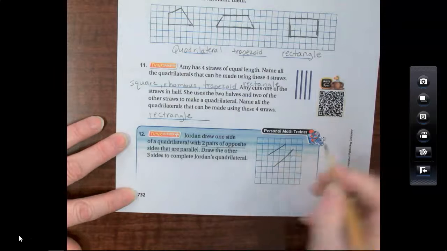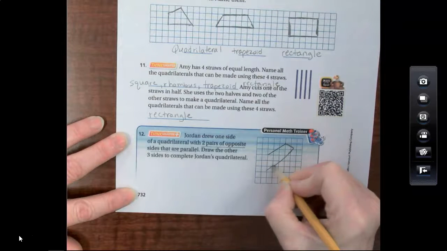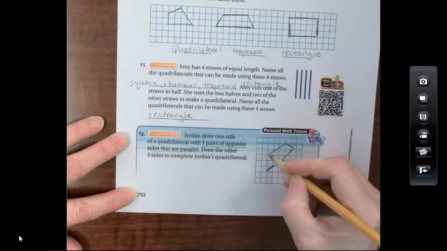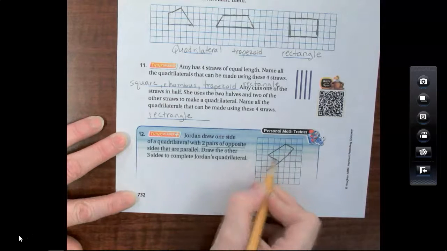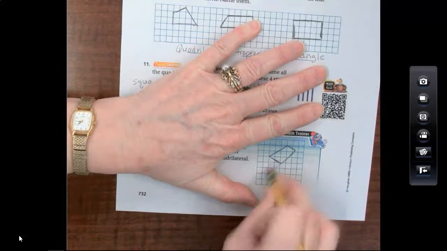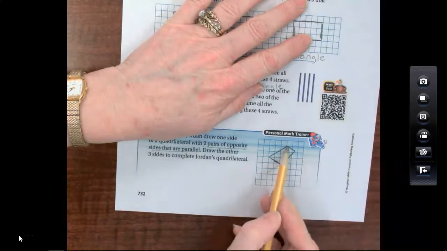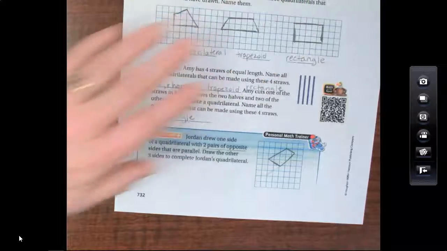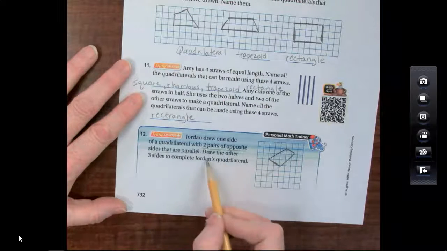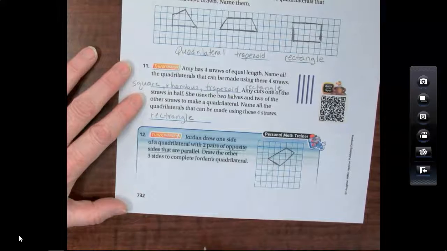Then we need to just connect this one to that one. Maybe if I make that one a little longer. That one to that one. Nope, that one's going to have to go that way. Okay, now I got it. So this one would be parallel to this one, and this one would be parallel to that one. And then we have two pair of opposite sides that are parallel. That's what Jordan drew, his quadrilateral.